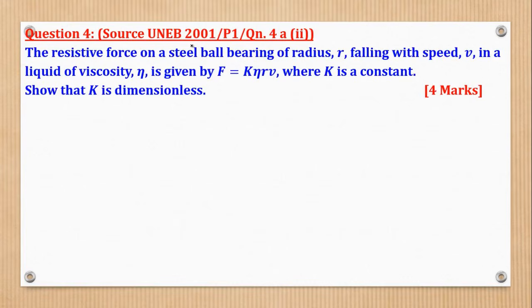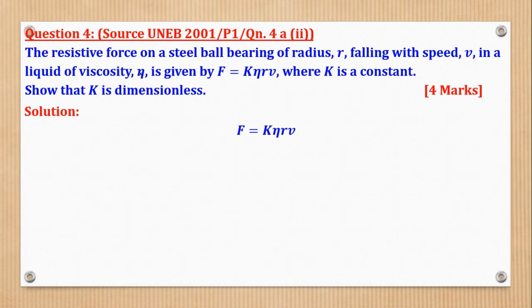Question 4 came from U.A.C.E 2001 paper 1 question 4a, and it says the resistive force on a steel ball bearing of radius r falling with a speed v in a liquid of viscosity this is given by this, where k is a constant. Show that k is dimensionless. In other words, they want you to show that k has no dimensions.